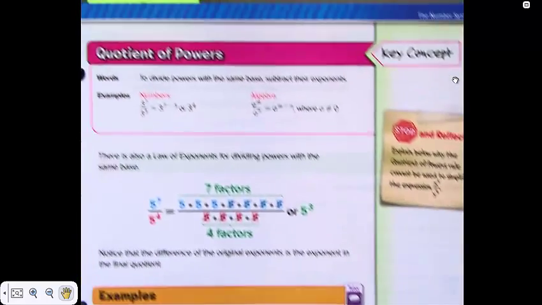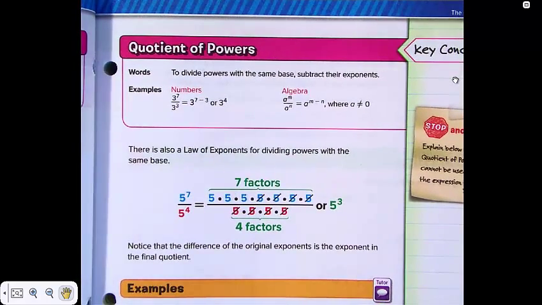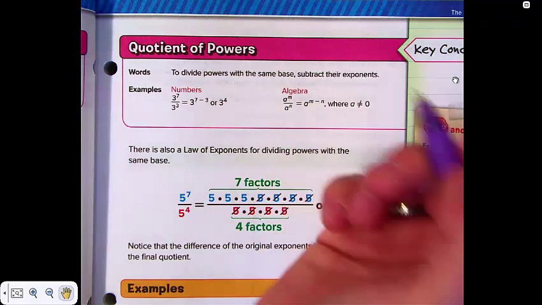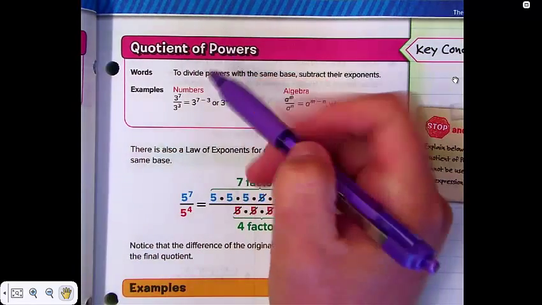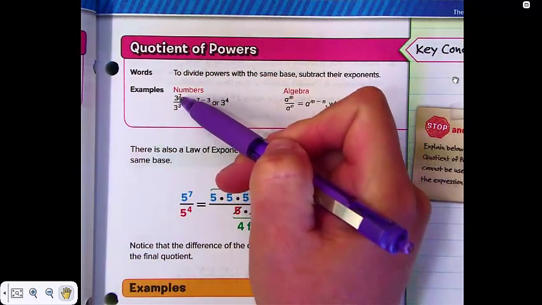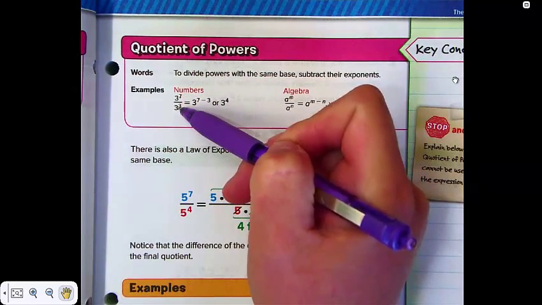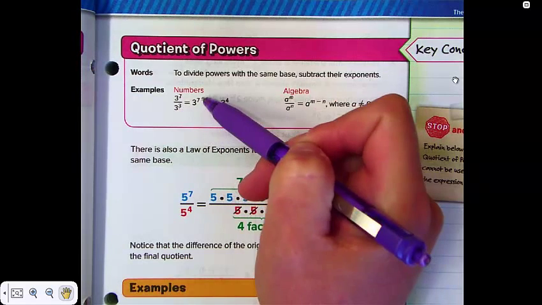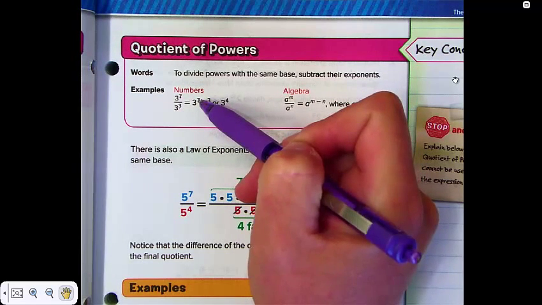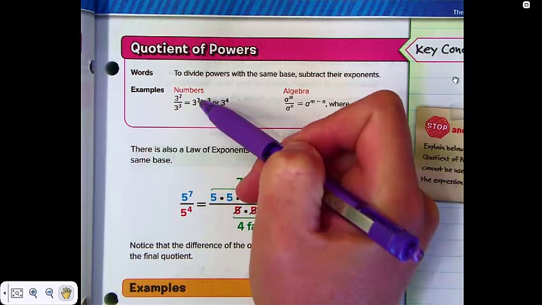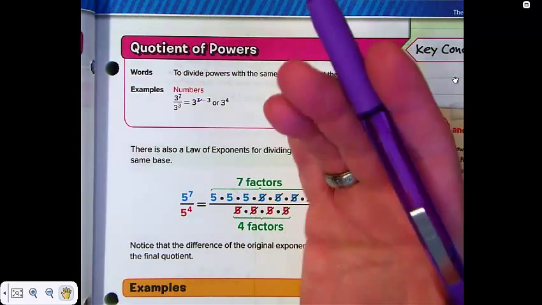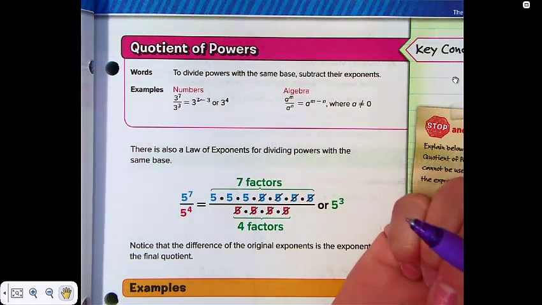There's also a rule like this about division. Quotient means division. So we just did product, which is multiplication, and now we're going to talk about quotient, which is division. And again, if you have a common base, for instance, there's a 3 in the numerator, and there's a 3 as the big number in the denominator, so I have a common base of 3. That doesn't change. But now, whenever it was multiplication, we added. For division, we're going to do the opposite of add, so we're going to subtract the exponents.